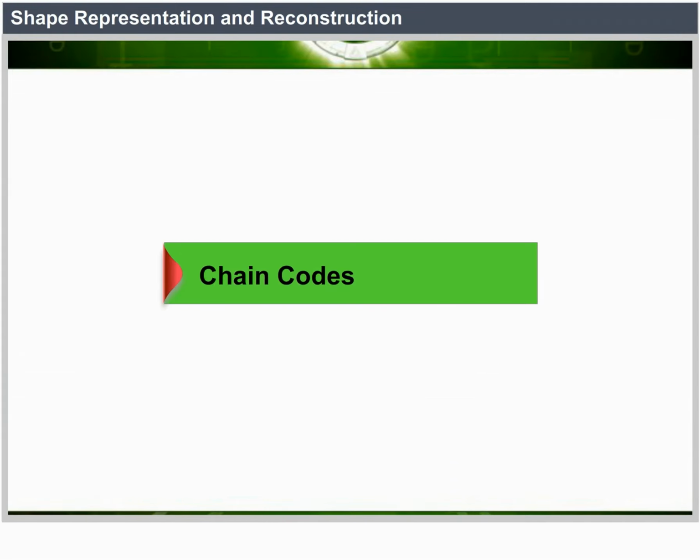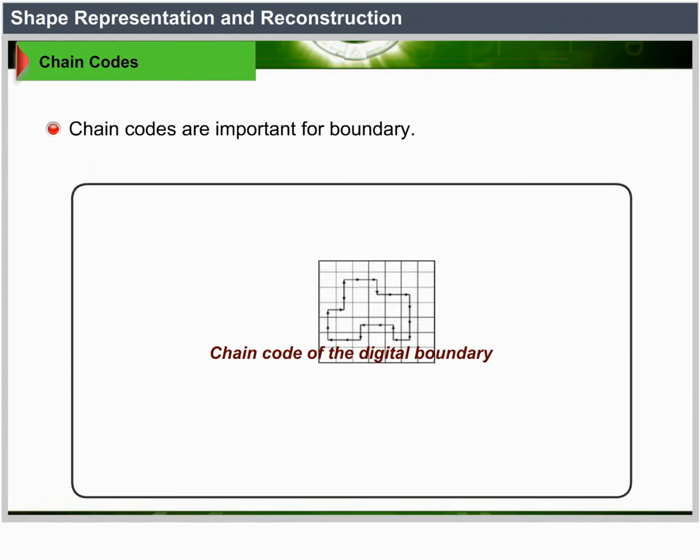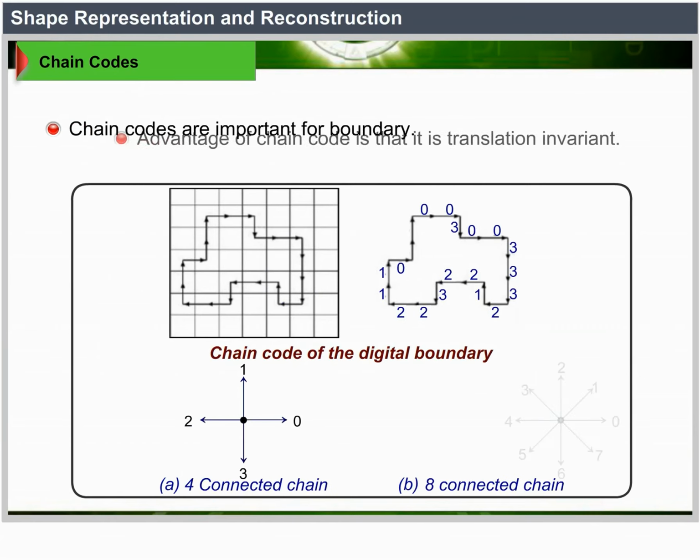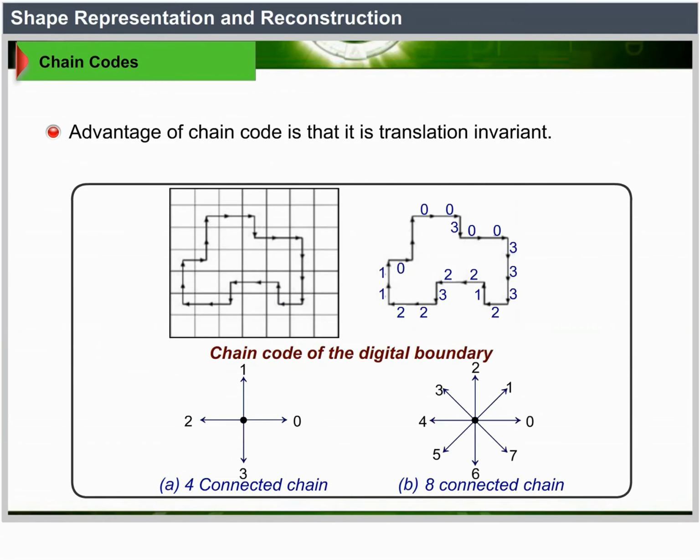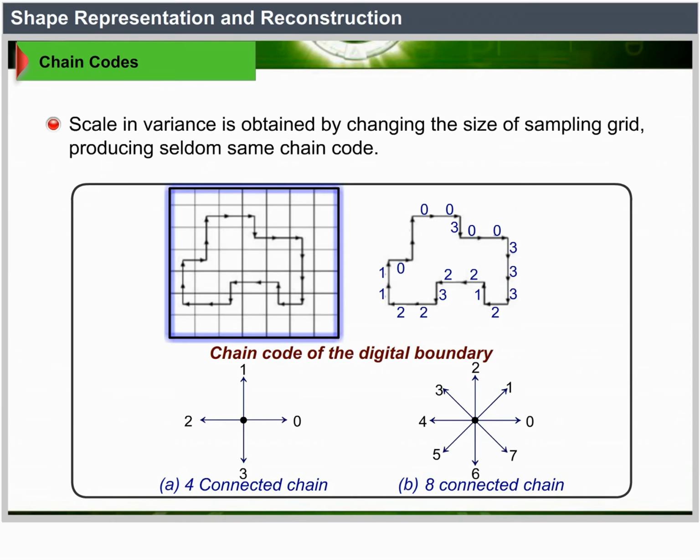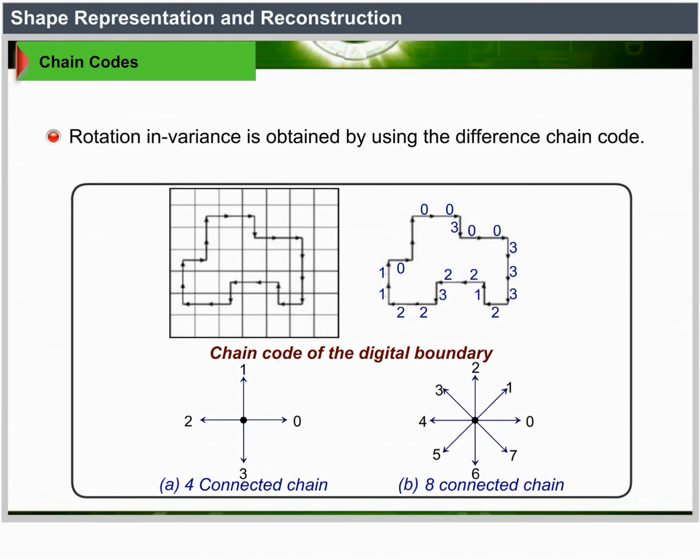Chain codes. Chain codes are important for boundary following. Advantage of chain code is that it is translation invariant. Scale invariance is obtained by changing the size of sampling grid, producing seldom, however, same chain code. Rotation invariance is obtained by using the different chain code. Figure A shows a 4-connected chain and B 8-connected chain.